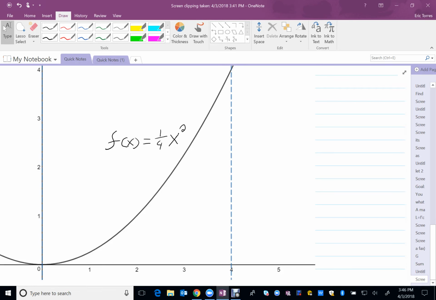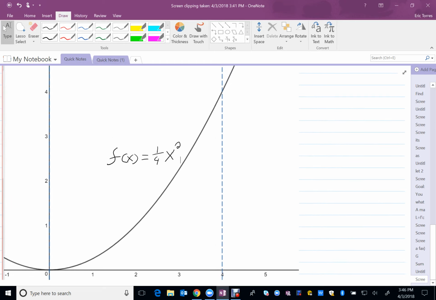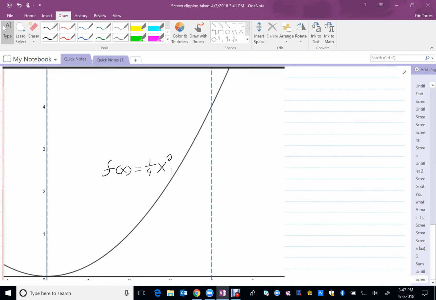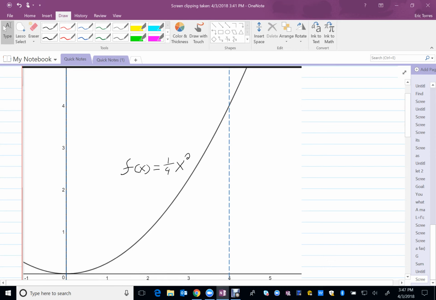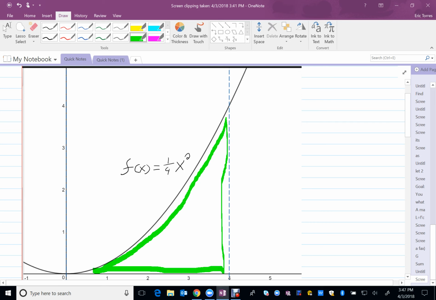Okay, this is the graph of f of x equals 1/4 x squared. Now, what I would like to do is take this graph and calculate the area underneath it. That would be all of this region down here, all of it between the x-axis and under the curve. So instead of shading every bit of it, we get the idea.